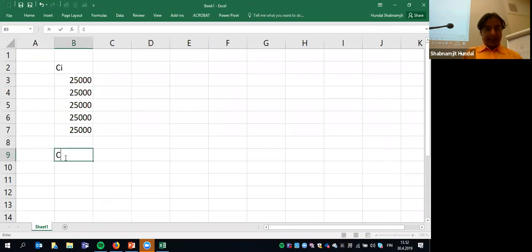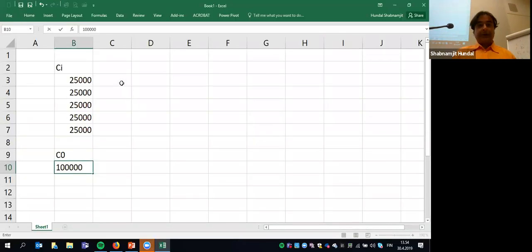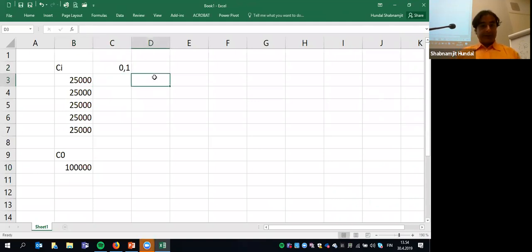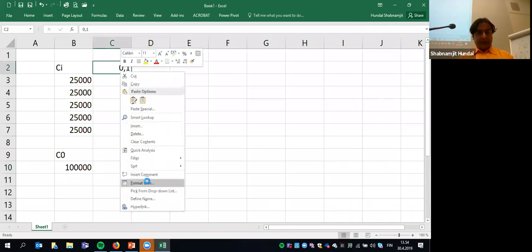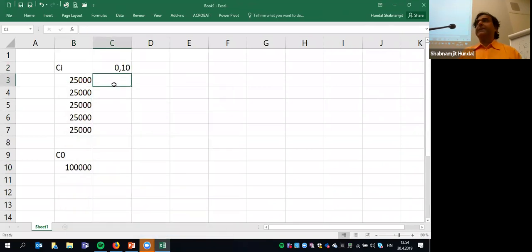And then C0 is the cash outflow, which is 100,000. No, this is the cost. Initial cash outlay. Okay, so the rate of discount is how much? 10%, which is 0.10. I want to show it as 10, so I format my cell so that there's no ambiguity. And two decimals, yeah.